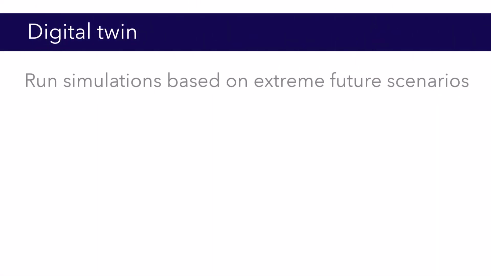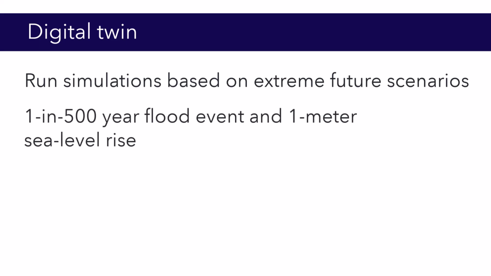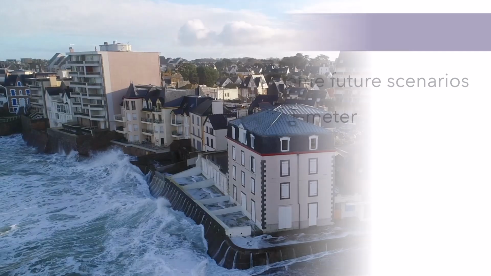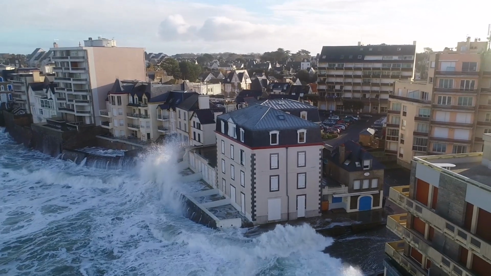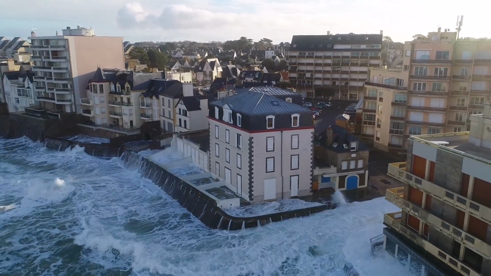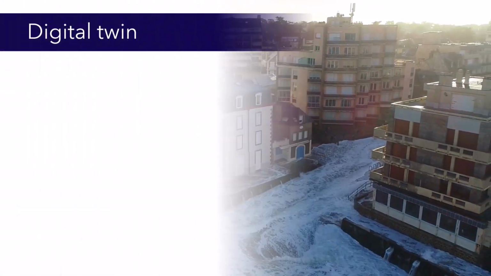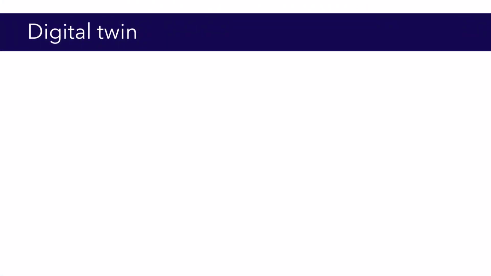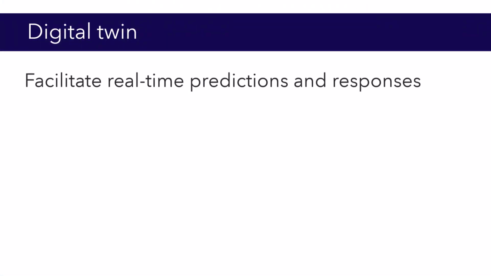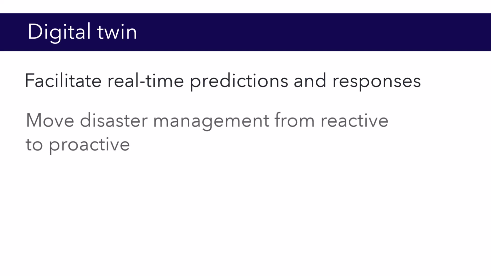Engineers can run simulations based on extreme future scenarios, such as the occurrence of a 1 in 500-year flood event, combined with a 1-meter sea level rise, to see if current defenses like seawalls or retention ponds are adequate, allowing for targeted, optimized investments. Beyond planning, a digital twin can facilitate real-time predictions and responses that can move disaster management from reactive to proactive.